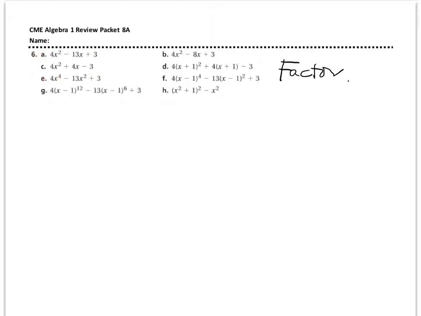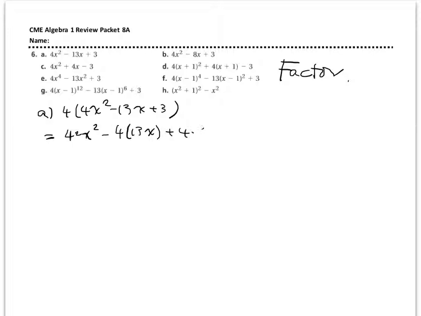So let me just do A and E together. For A, I'm going to use the same concept. I'm going to multiply the entire thing by 4. So that's 4 times 4x squared minus 13x plus 3. Then we have 4 times 4, which is 4 squared, x squared, minus 4 times 13x. Let me just do it very carefully. So 4 times 13x plus 4 times 3.